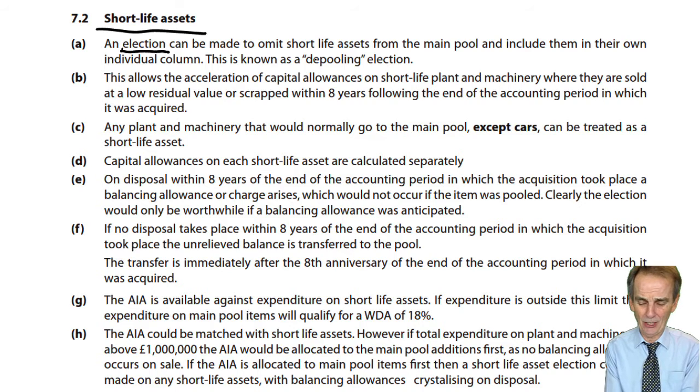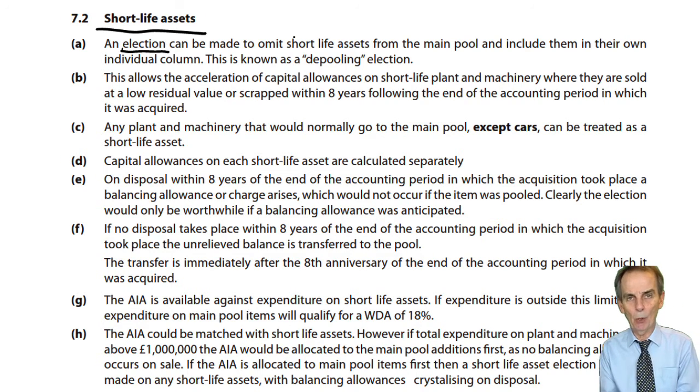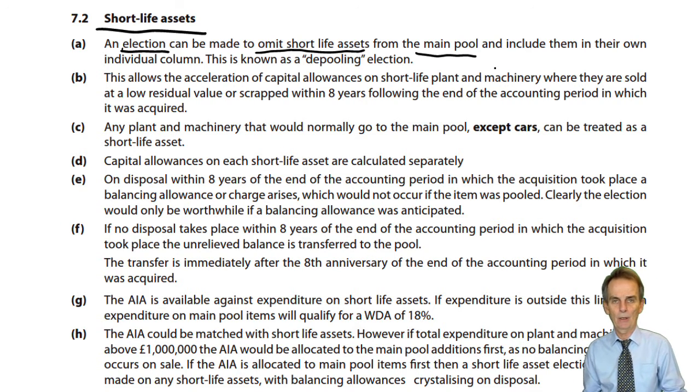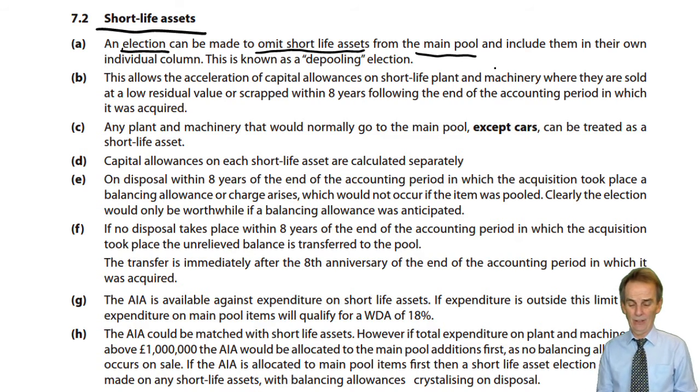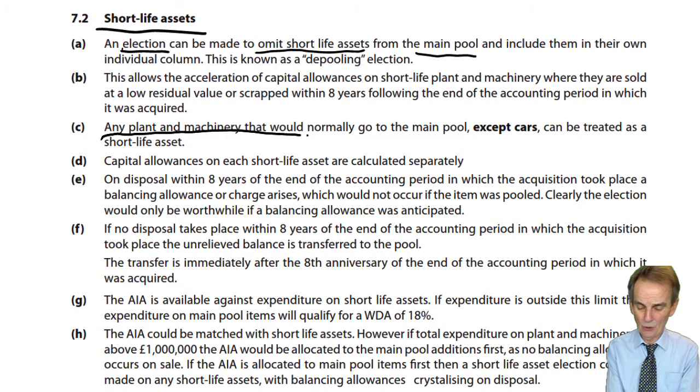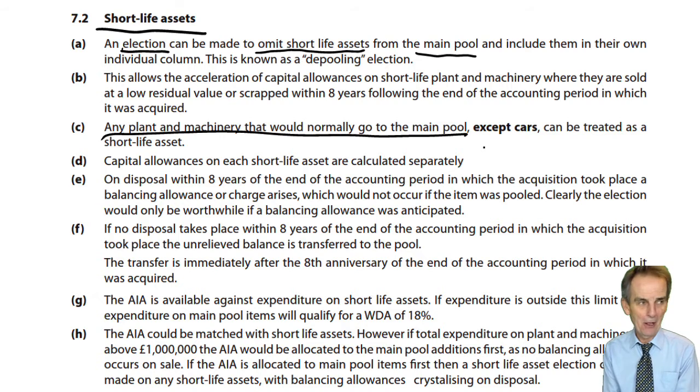Now, we said already it's an election, and we're choosing, it's a depooling election to omit a short life asset or assets from the main pool. This particular depooling election pertains only to assets that would otherwise have gone to that main pool. You remember, of course, there are specific categories of assets that go to special rate pool, and we also have motor cars, of course, where no AIA is available, only a WDA is available. Now here, as we'll discover, any plant and machinery that would normally go to the main pool would be available, except cars.